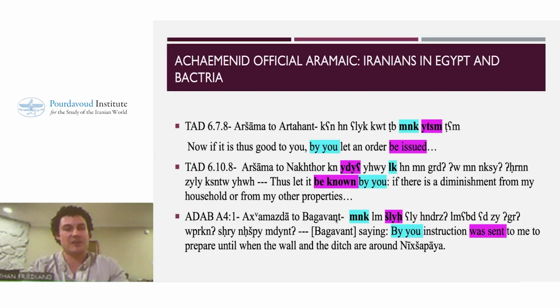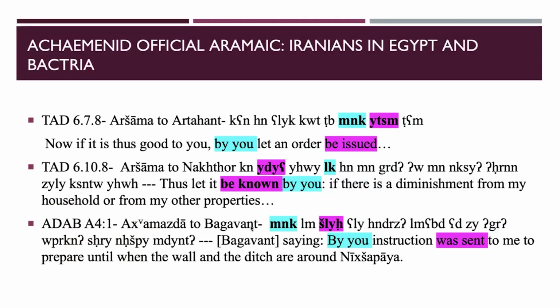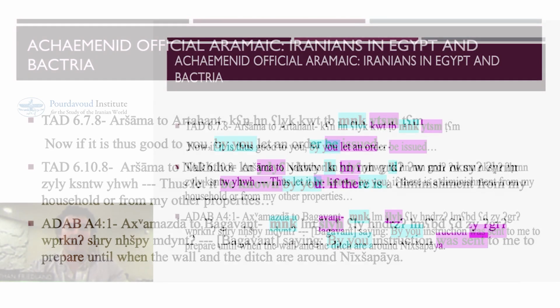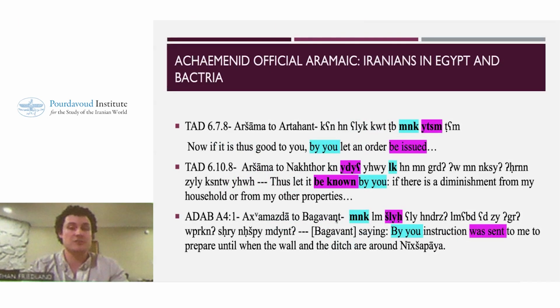So, for example, our third passage here from Bactria, Bhagavant saying, "By you, instruction was sent to me to prepare until when the wall and the ditch are around Nishapaya." We should really read that as "you sent instruction to me," right? These are grammatically passive, but they connote an active sense.